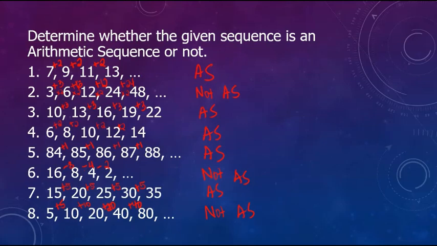Naintindihan na? So, again, uulitin ko, kapag pare-pareho yung number na ina-add nyo sa previous term para makuha nyo yung next term, kung constant yung number na ina-add, that is an arithmetic sequence. Kapag hindi constant or kapag hindi pare-pareho yung number na ina-add, so that is not an arithmetic sequence.